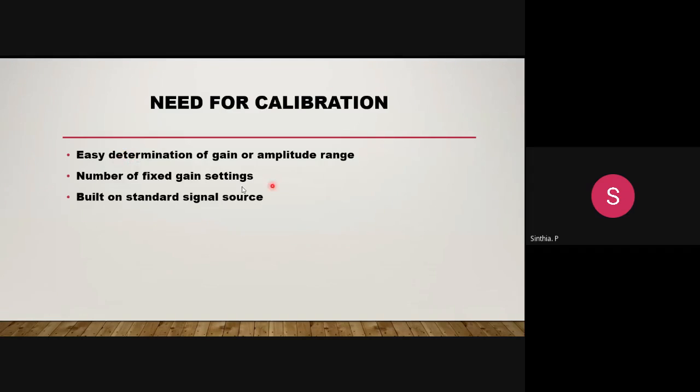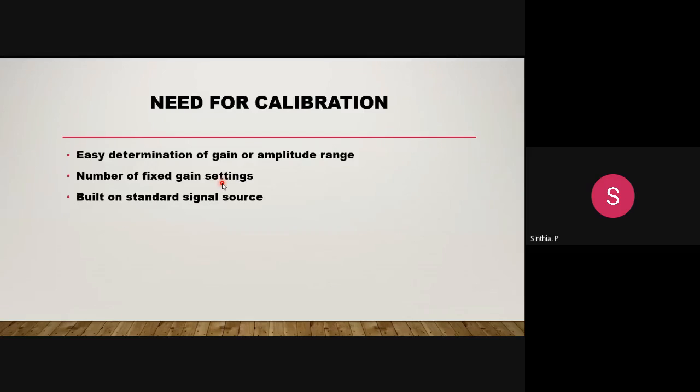Okay, so that is your first requirement, easy determination of gain. For this purpose, the gain of the amplifier must be well calibrated. So in order to prevent difficulties with calibrations, some amplifiers have adjustable gain with a number of fixed gain settings rather than providing a continuous gain control.